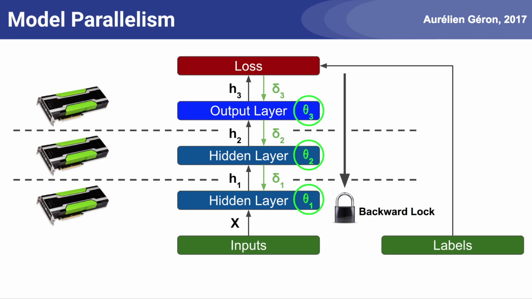The consequence of all these locks is that GPUs will spend most of their time waiting for the other GPUs. As a result, training on 3 GPUs using model parallelism is actually slower than training on a single GPU. So the main idea behind synthetic gradients is to break these locks in order to make model parallelism actually work.